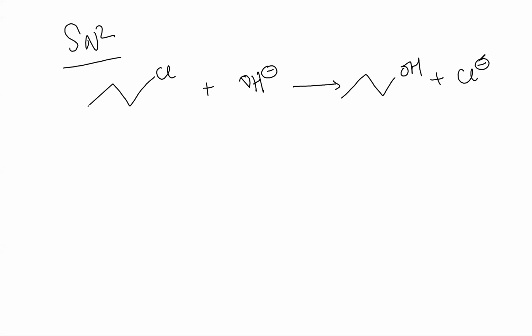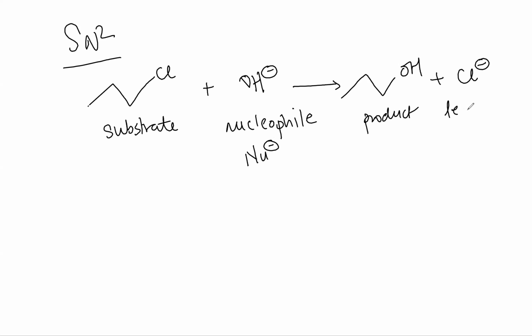So first of all, you have to be able to identify all of these different components of a reaction. So here is the substrate. Here is the nucleophile. And we learned about the nucleophile that you can just take a shorthand for that, Nu minus. And then we have the product. And then here is the leaving group, which you can call LG if you want to.